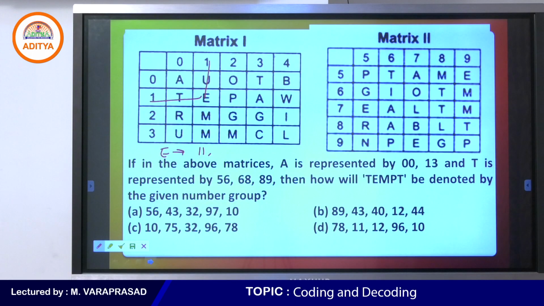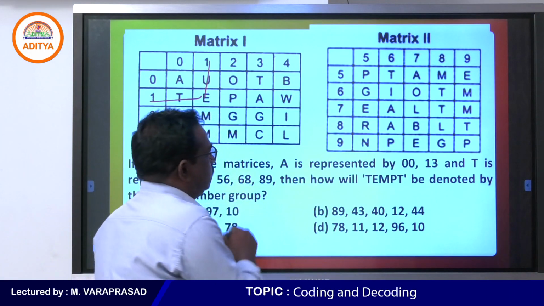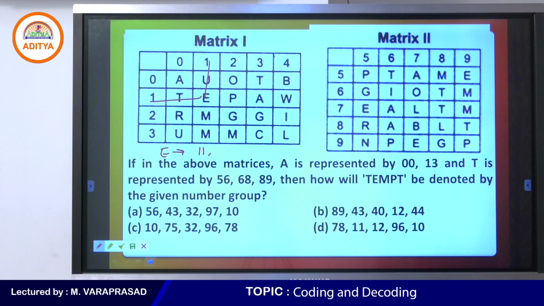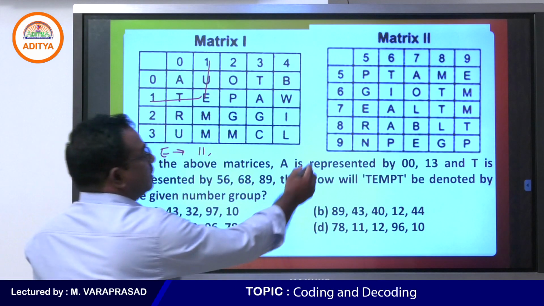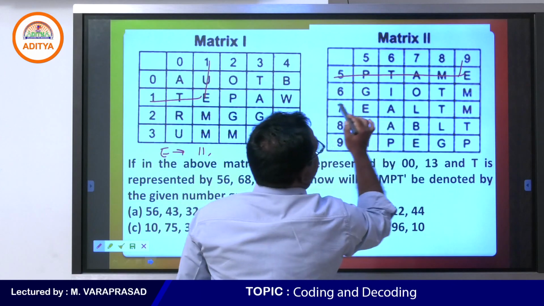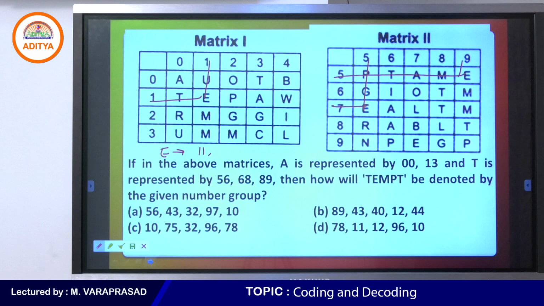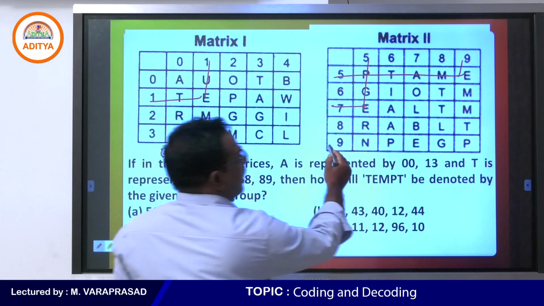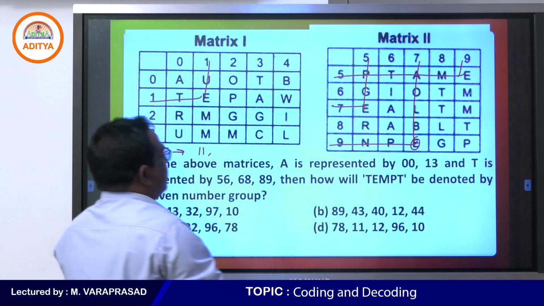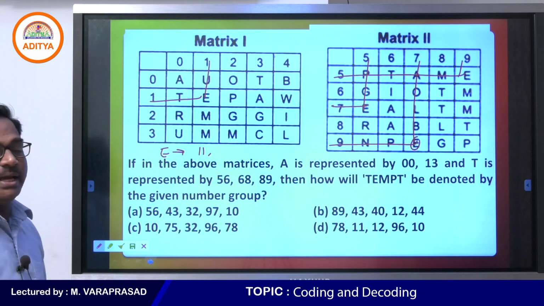Next one, E can be denoted. How many ways? See once here how E can be denoted: 5, 9. Next one, 7, 5. So 5, 9, 7, 5, and still 9, 7. So these are the many ways E can be denoted.